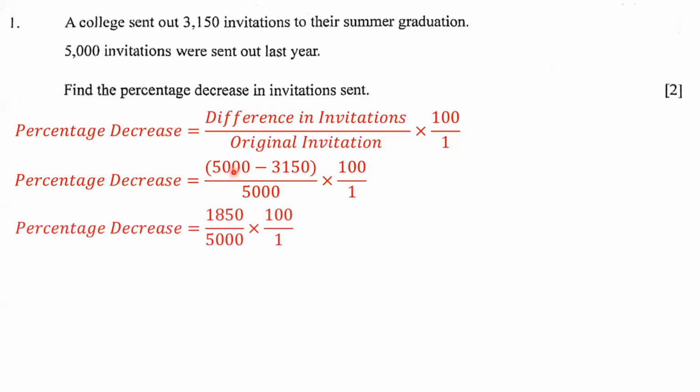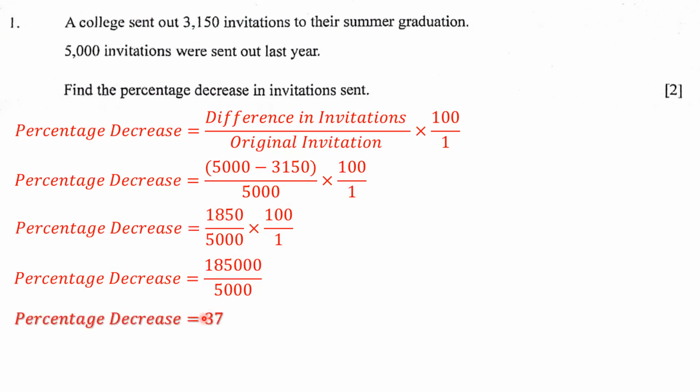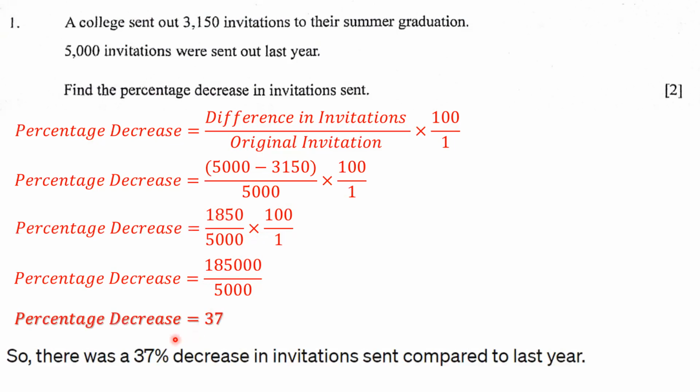And so when we subtract 5,000 and 3,150, we get 1,850 divided by 5,000 multiplied by 100 over 1. We multiply the numerators. So 1,850 multiplied by 100 gives us 185,000. And then we multiply 5,000 by 1, and that gives us 5,000. Here, all we have to do is divide, and when we divide these two numbers, we get 37. So that means that the percentage decrease is 37. So there was a 37% decrease in invitations sent compared to last year.